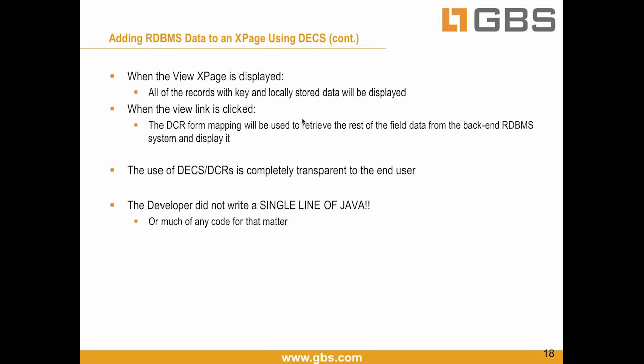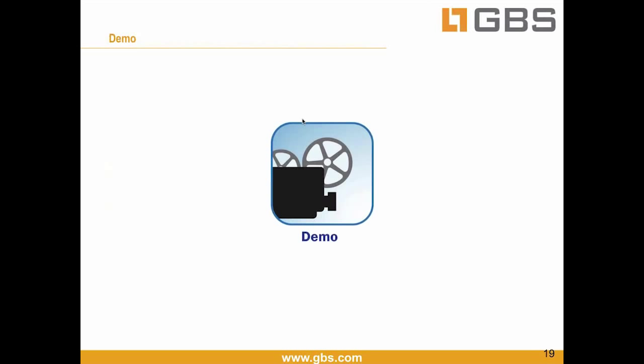And when the view XPage is displayed, all the records with the key and locally stored data are displayed. And then if they click through one of those links, it's actually going to load the underlying data from the local Domino database, but it's going to read all those additional fields from the back-end relational database. So the use of the DECS DCRs is completely transparent to the end user. You're just fronting the data via XPages. So this solution allows Domino developers to implement XPage front ends to their back-end relational database without writing a single line of Java code, or really pretty much any code at all at that point.